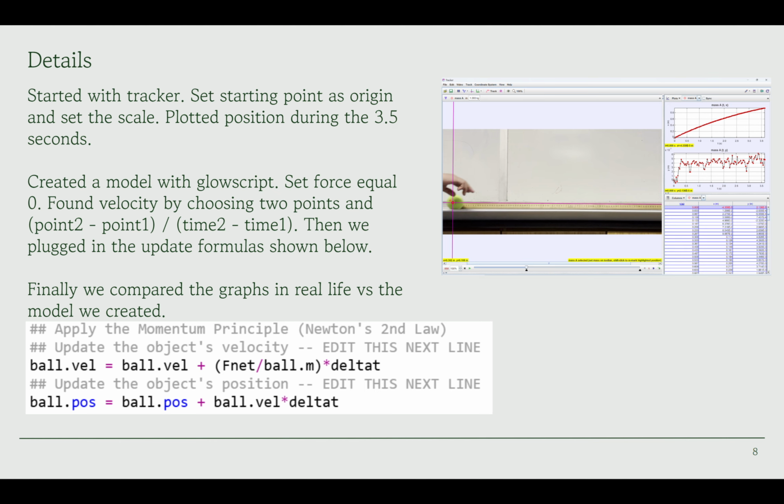I started with Tracker. I set the starting point as the origin and set the scale. I plotted the position during 3.5 seconds. I created a model with GlowScript. I set force equal to 0 and found velocity by choosing 2 points and inputting this formula. Then we plugged in the update formula shown below. Finally, we compared the graphs in real life versus the model we created.